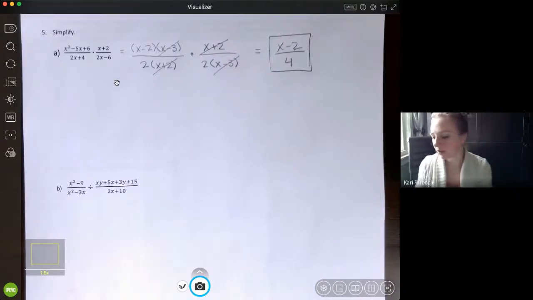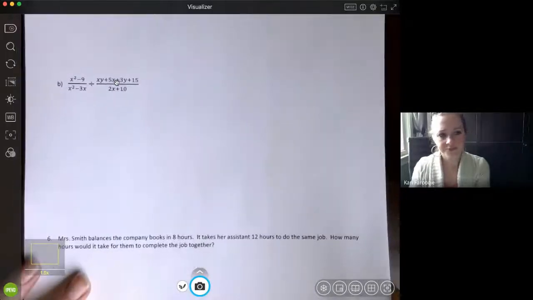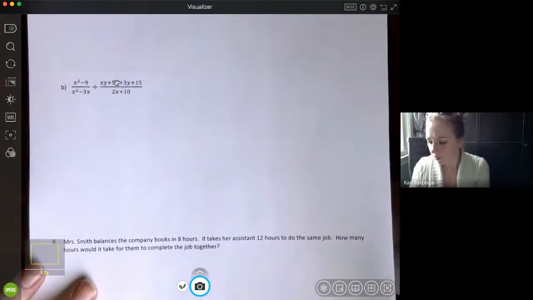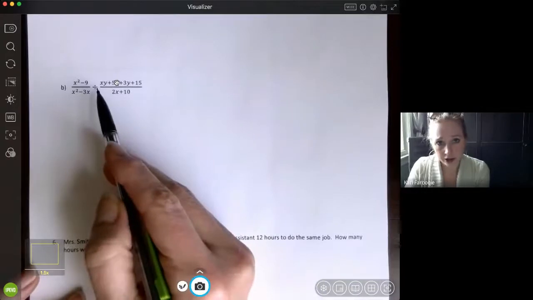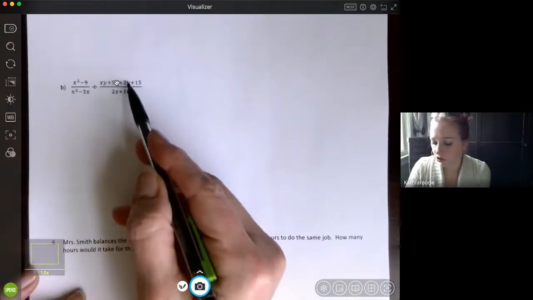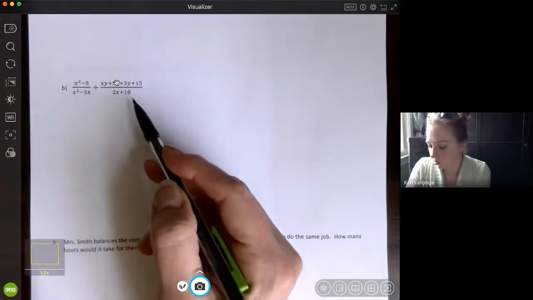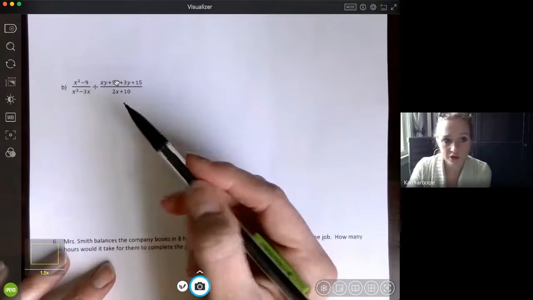Okay. So for B, similar idea. However, remember that when you are dividing 2 fractions, you're going to invert and multiply. So we're always going to switch the numerator and denominator in that second factor. We'll turn it into a factor and switch our division to multiplication.